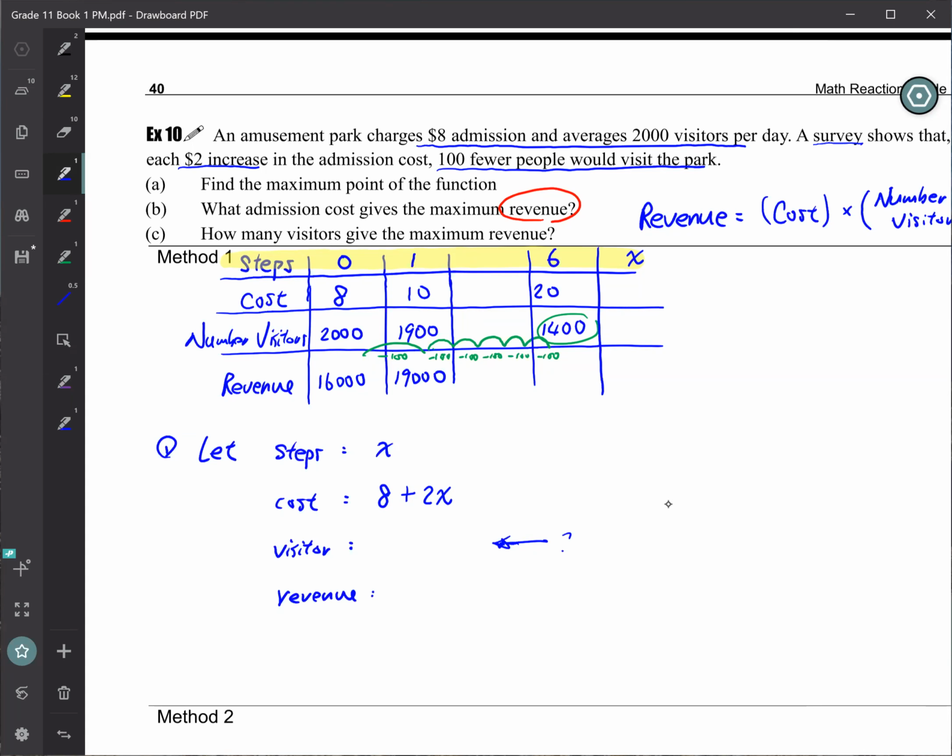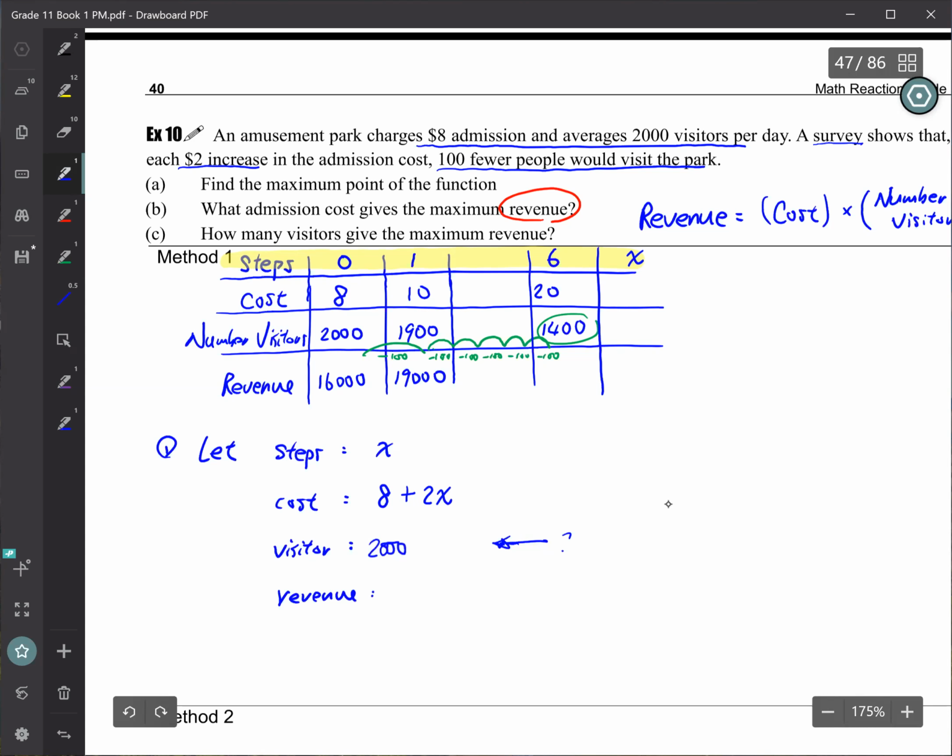Ivy, what do you think? Do you have the setup for visitors? Is it 8 plus 2x? 8 plus 2x, that's for the cost, right? Because 8 is for the dollar, right? I'm asking the visitors. How many visitors to start with? 2,000. Yeah, so you will start with 2,000.